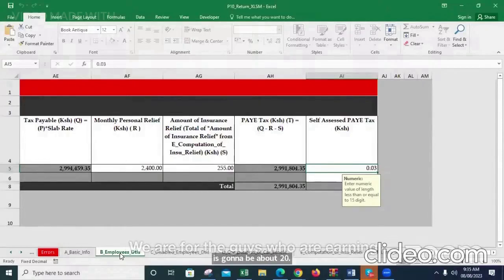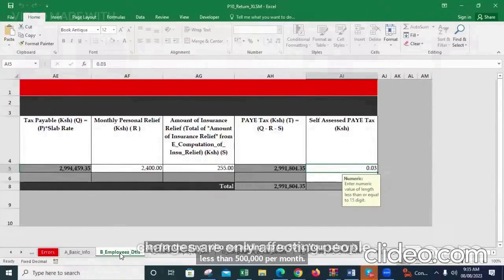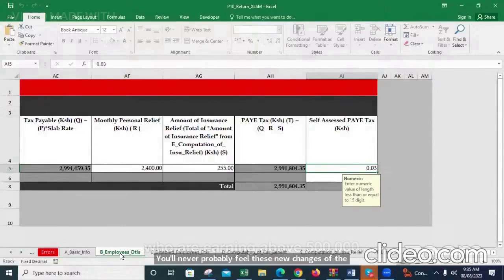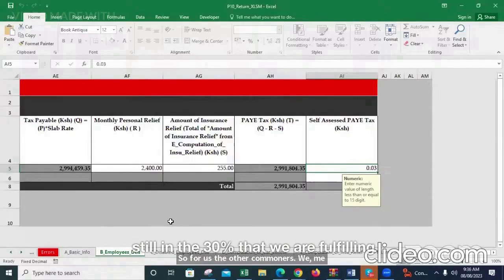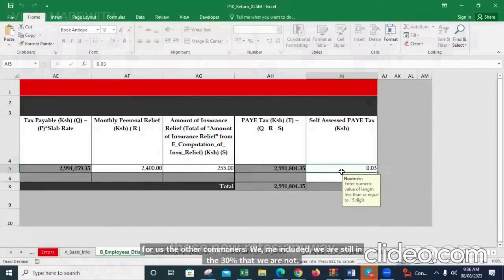For those earning up to 30%, meaning your salary is less than 500,000 per month, you'll probably never feel these new changes, because they only affect people earning above 500,000. The component between 500,000 and 800,000 is taxed at 32.5%, and the component above 800,000 is taxed at 35%. So for us, the other commoners, me included, we are still in the 30%. We are not feeling these new rates.